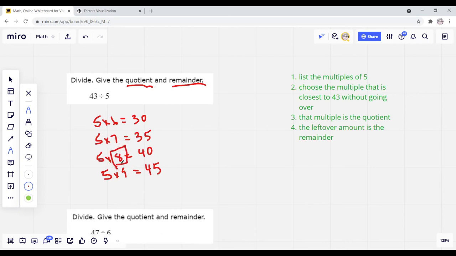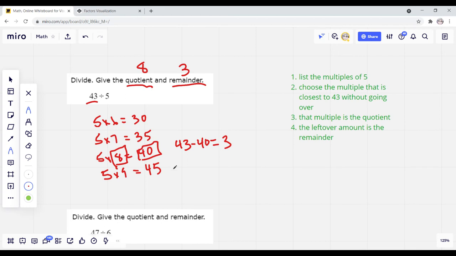That's going to be our quotient. If you divide 43 into 5 groups, they're going to have 8 members in each of those groups. So that's our quotient, 8. The way you figure out the remainder is you take a look at this number. 5 times 8 is 40, and you look at the difference. What's the difference between 43 and 40? The answer is 3. So our remainder is 3.